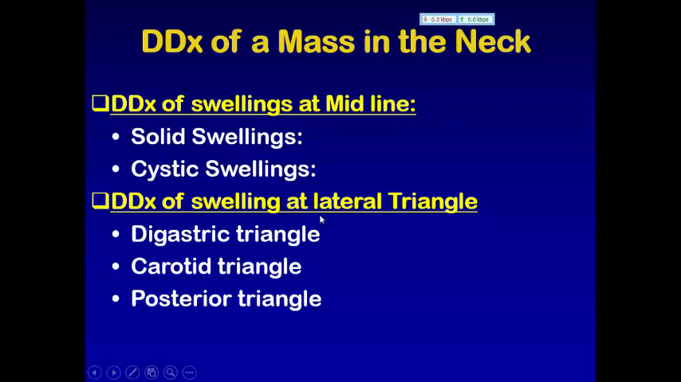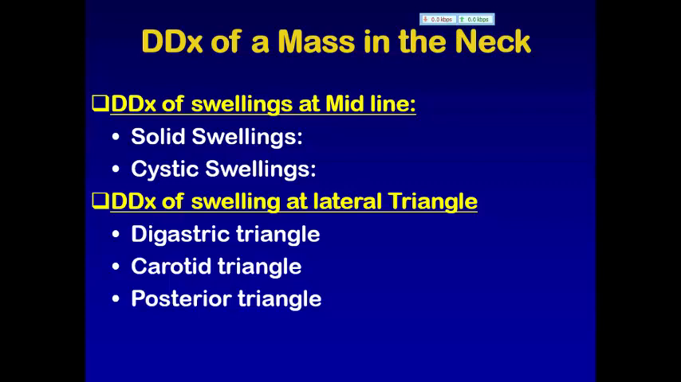While the differential diagnosis of swelling at the lateral triangle of the neck is divided into digastric triangle, carotid triangle, and posterior triangle. In the digastric triangle, we have a large submandibular lymph node and a large submandibular salivary gland. The differential diagnosis between them: the submandibular lymph nodes are multiple and can be rolled over the edge of the mandible, unlike the submandibular gland, which is single and cannot be rolled over the mandibular edge.